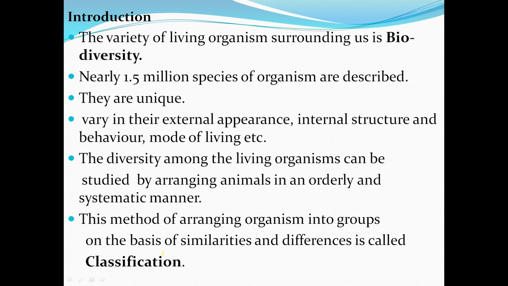So there are millions and millions of organisms living on this biosphere. Nearly 1.5 million species of organisms are already described by biologists, and each one of them is unique. They have unique characteristic features. No two organisms are similar. They vary in their external appearance, internal structure, behavior, mode of living, etc. This diversity among living organisms can be studied by arranging them in an orderly and systematic manner.